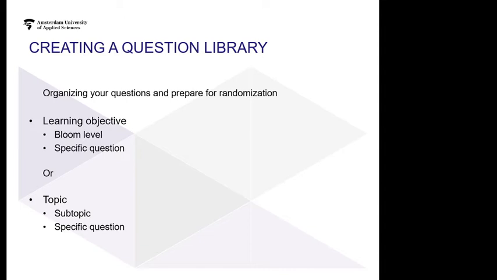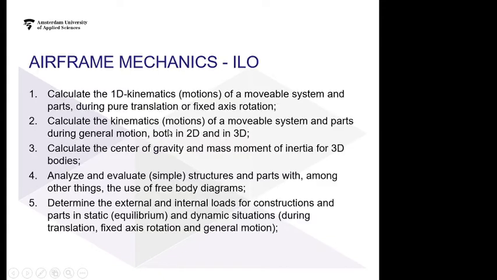You can have questions for each learning objective with sub-questions, or questions for a specific Bloom level, or even a very specific type of question, like asking information about a historical figure. They can also be arranged by subtopic and topics or specific questions. The structure of your exam should be reflected in the way you set up your question library in Brightspace.